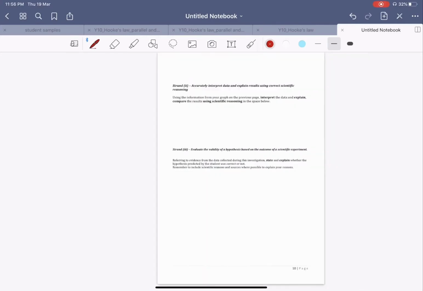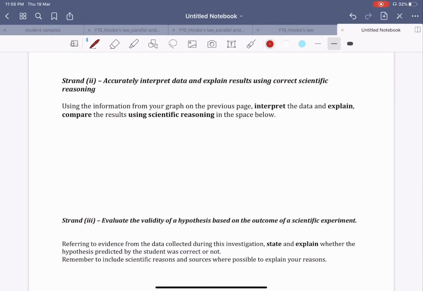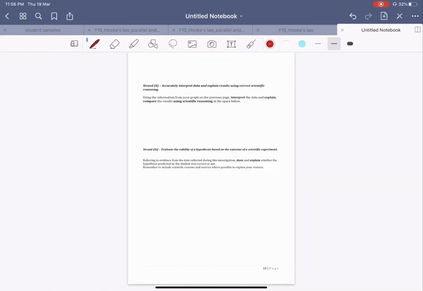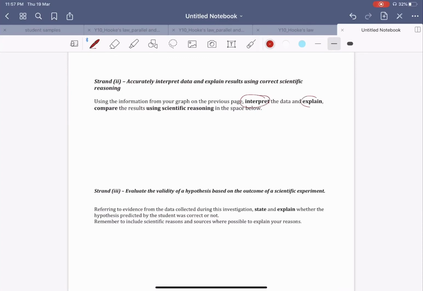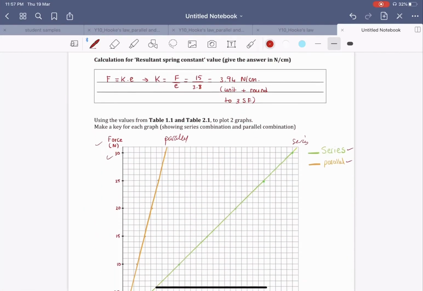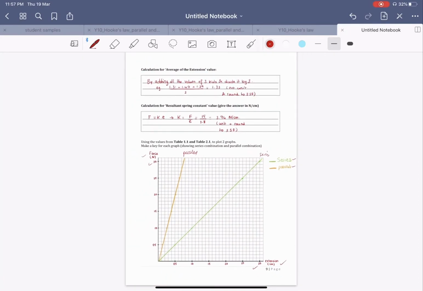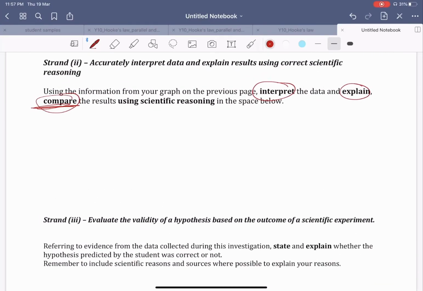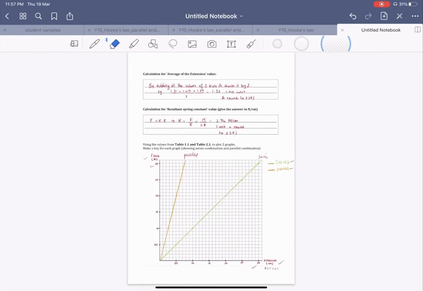Okay, now strand II, what did you notice from whatever we've done? This is what they want. They want us to interpret, explain, and compare. I told you to compare because I know that we have a graph of two lines. Still, few of you only compared. The others were just, I don't know what they did. They just wrote anything. So using the information, interpret, explain, and compare.